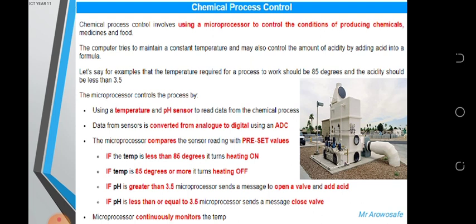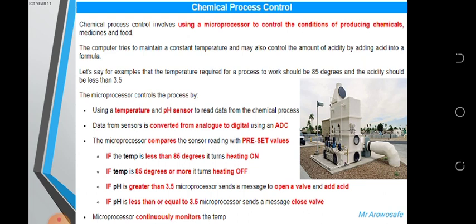The first one: using a temperature and pH sensor to read data from the chemical process. So here, the temperature sensor and pH sensor read the data from the chemical process. Now, data from the sensor is converted from analog to digital using an ADC, which is an analog to digital converter, which I have explained before now. The microprocessor compares the sensor reading with preset values. So we have about four conditions here.